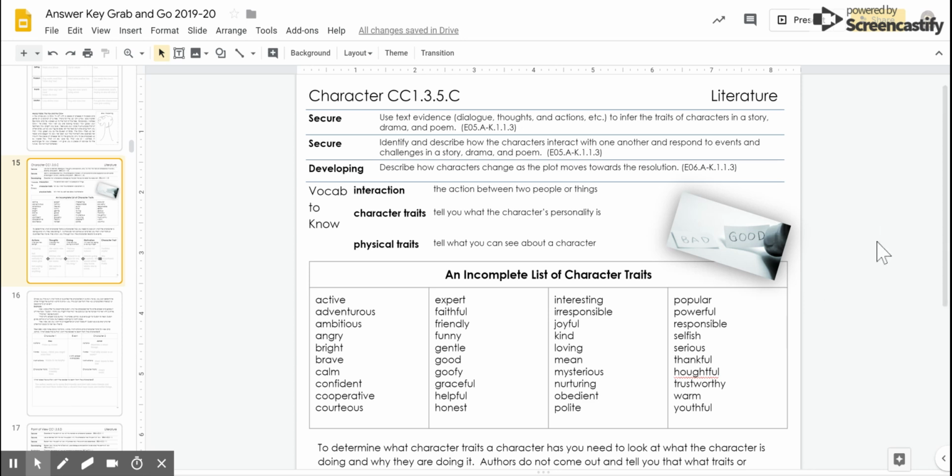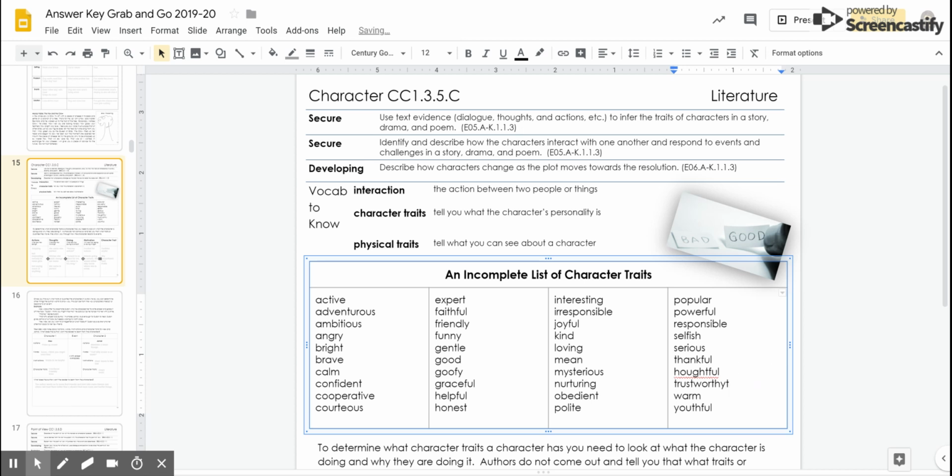Things like active, adventurous, ambitious, angry, moving over. Oh goodness, that should be thoughtful. Trustworthy, warm, someone being mean or irresponsible. That's a character trait that goes on and on. It's not just saying an unkind thing in one thing. It's not just losing one piece of paper. It's if you lose a piece of paper every single day, then that is irresponsible.